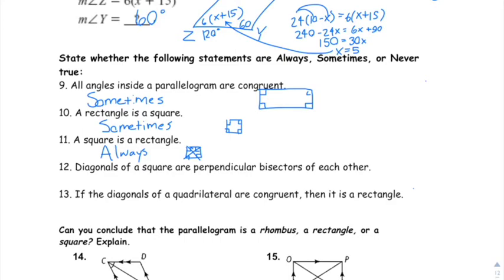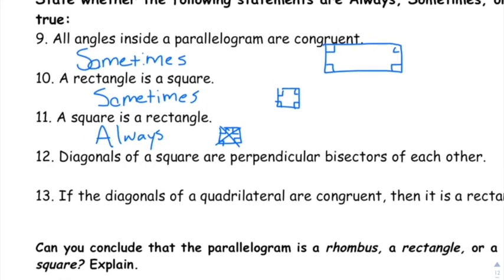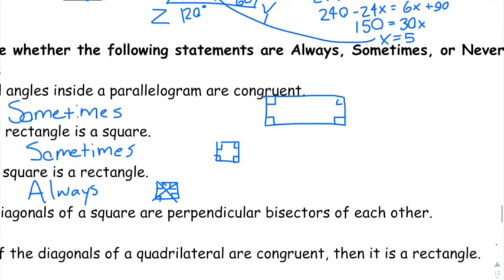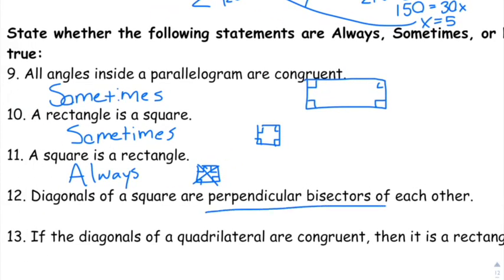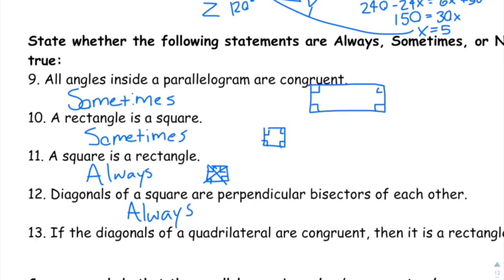The diagonals of a square are perpendicular bisectors of each other. Well, since this is a parallelogram, in parallelograms the diagonals bisect each other, and a square at the same time is a category of a rhombus, which has diagonals perpendicular to one another. So I would say always for this one. You won't be able to draw it any other way.